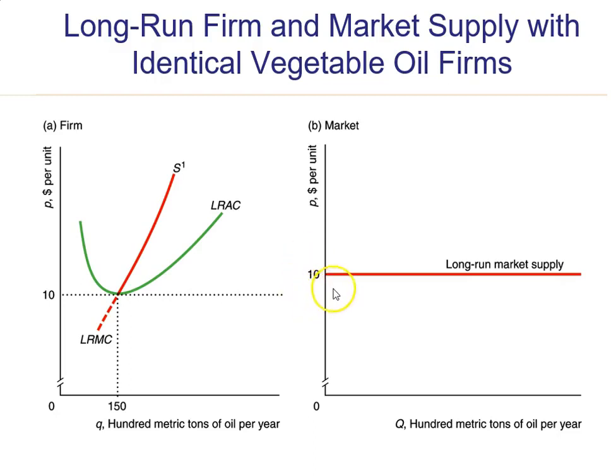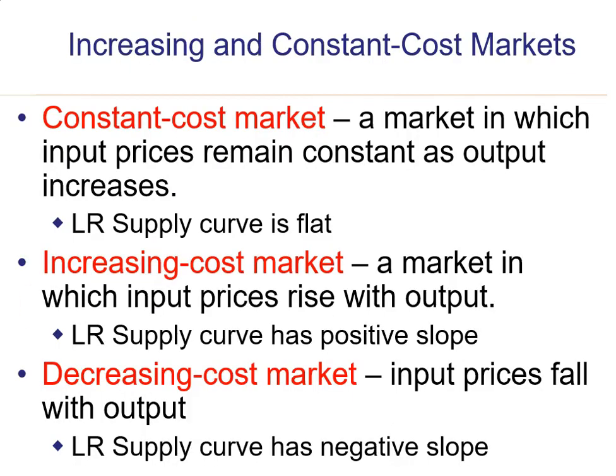And here was the image where the long-run market supply curve was constant at the minimum of the long-run average cost curve. However, there could be a scenario where there are not constant cost markets, but maybe there's an increasing cost or a decreasing cost market. So let's define all three of these and then show you examples of each of them.